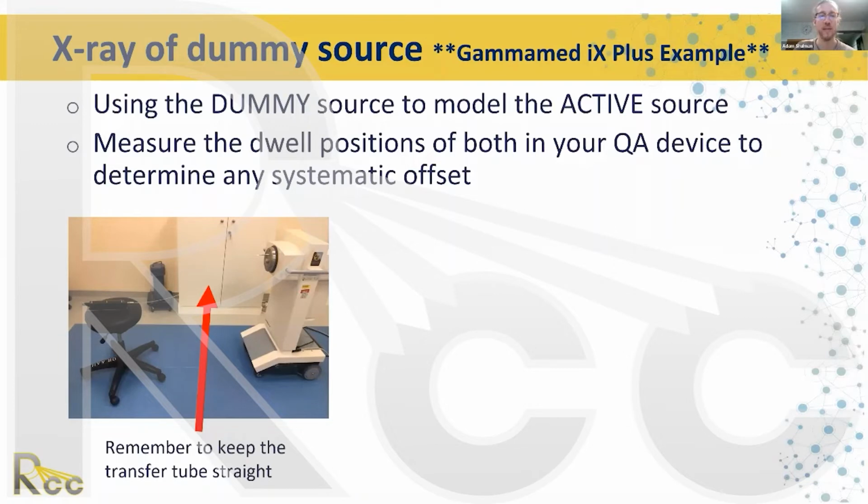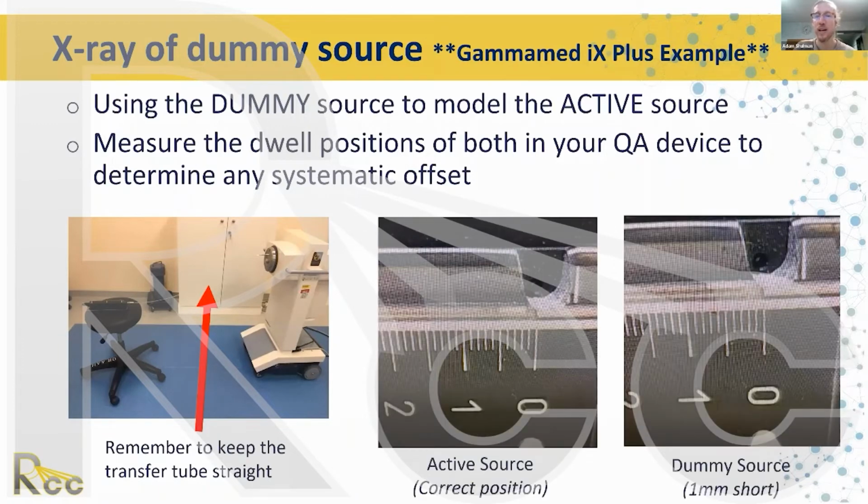Okay, so here's my QA device. Remember to keep it straight. I've taken a measurement. Here's the end of my active source. Here's the end of my dummy. There was a 1 millimeter difference. If they exactly agreed, if my dummy went to the exact same position as my active source, then it would be quite easy. Wherever the dummy ends, that's where the active source would be. But in this case, there's a 1 millimeter difference, so I would need to account for that in my measurements.